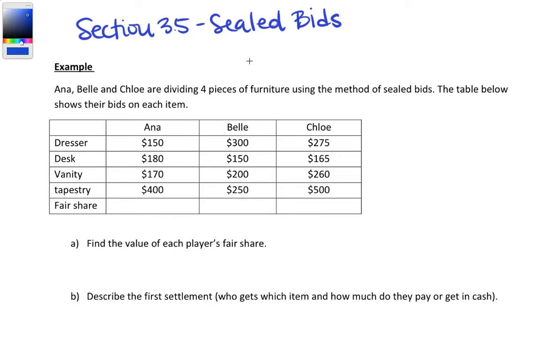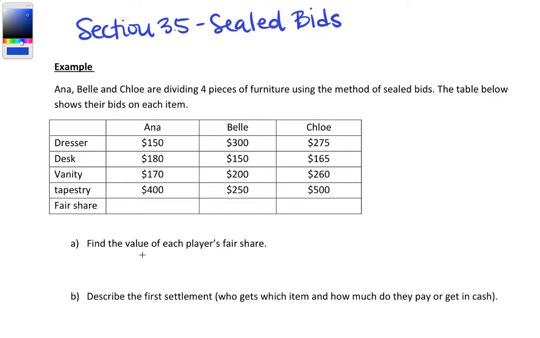Okay, our first example, we've got three women, Anna, Belle, and Chloe, and they're dividing up 4 pieces of furniture between them. And they've each bid on what they think each item is worth. So for instance, we have this table here. Anna thinks the dresser is worth $150, desk worth $180, and so on and so forth.